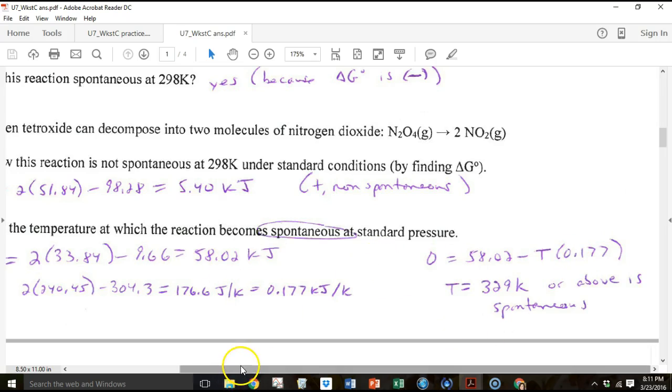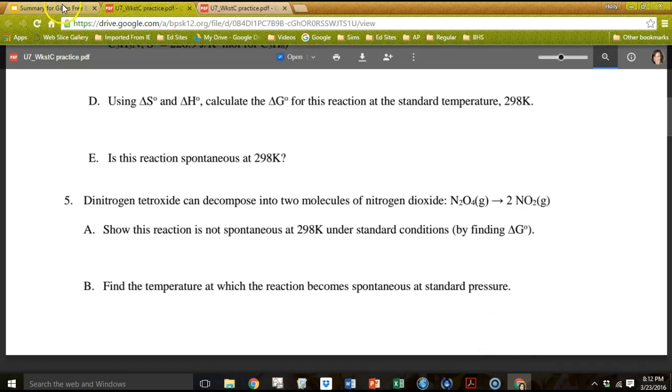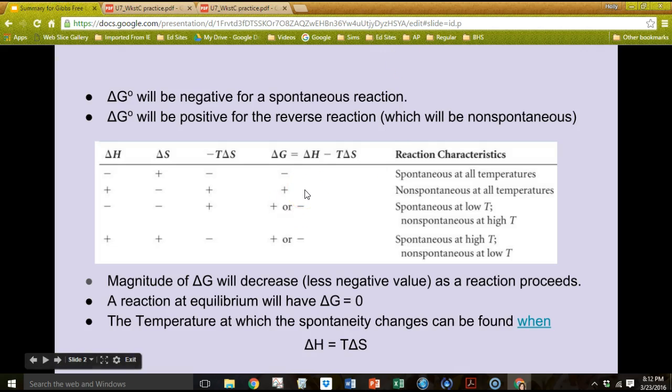But again, we don't want to have extra equations memorized. We can very easily solve for that if we understand why we're doing what we're doing. So anyway, we solve for 329 Kelvin or above is going to be spontaneous. And again, if I plug that number back in, I can see that 329 times 0.177, that would be the break point, the switch point where this negative value would be equal to the positive value. So any temperatures higher than that would get me an overall negative delta G value, and that would mean that we're spontaneous. All right, moving along to our next slide.